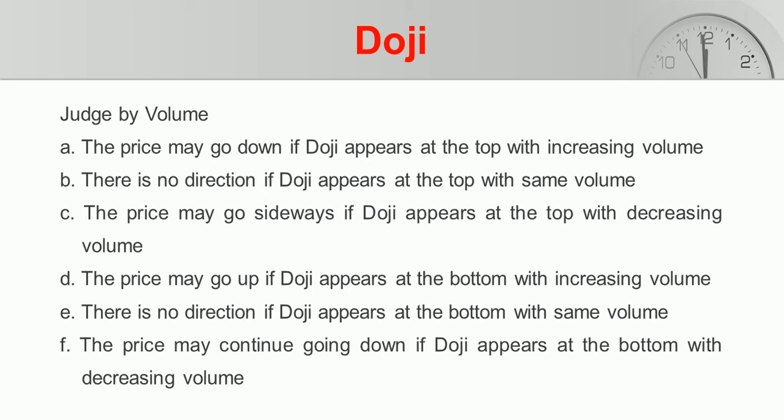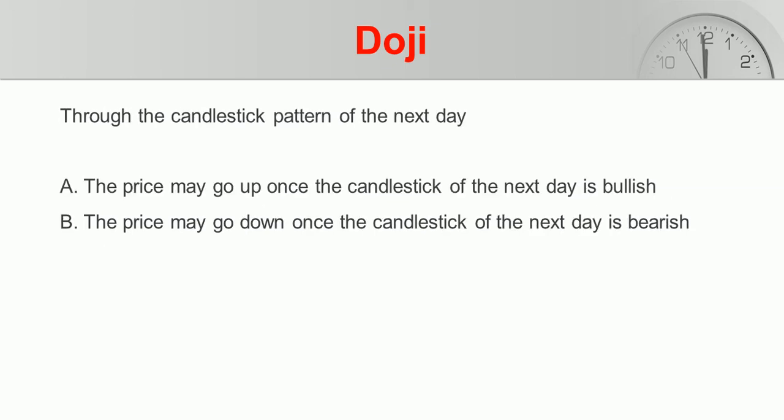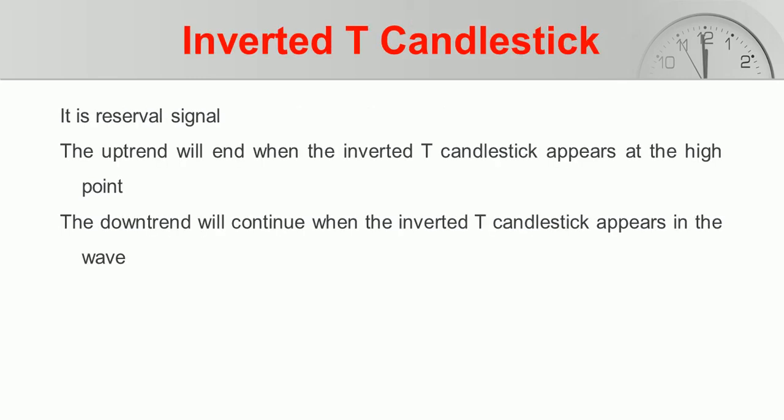Yeah, Doji appears at the bottom with the same volume, there's no direction. Okay, so this is the trading strategy. Through the candlestick pattern of the next day, the price may go up once the candlestick of the next day is bullish, and the price may go down if the next day candlestick is bearish. So you can use the Doji candlestick to judge whether the price will go up or go down.